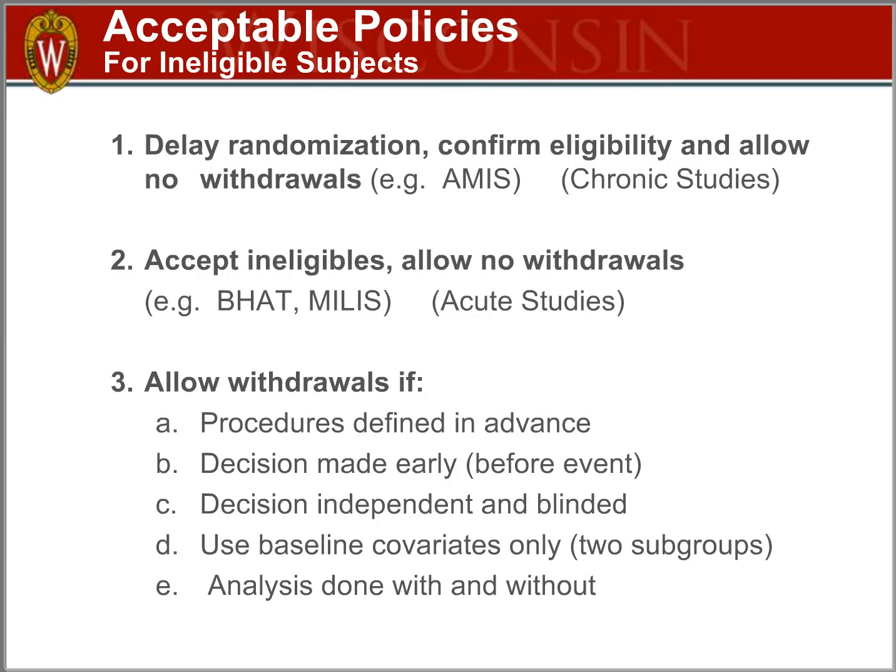In any case, we should allow withdrawals only if the procedure is defined in advance, the decision is made early before the events are accumulated and assessed, the decision is independent and blinded, it's using only the baseline variables, the profile of the patients as randomized, and above all, you present the data both ways. Then we can have a discussion about whether the ineligible patients should be included or excluded, and we can have a serious scientific discussion. If the data is not presented that way, maybe you're not even aware of the additional events, and you can't have a debate at all.